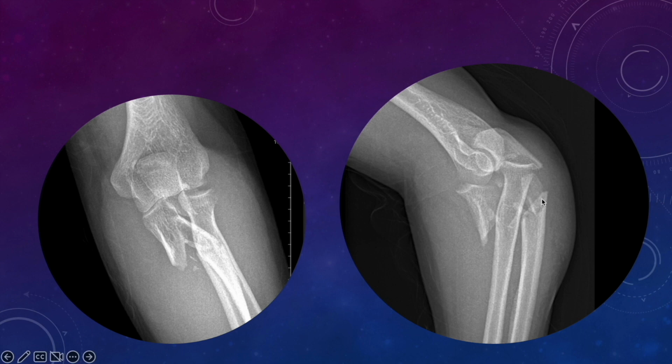So this is type 2D classification as per Jupiter, because there is posterior subluxation or dislocation of the radial head. So this is type 2D, in which there is a separate chunk of the coronoid along with the comminution of the diaphyseal region and with a separate chunk for the olecranon.